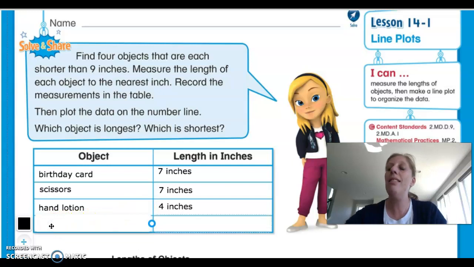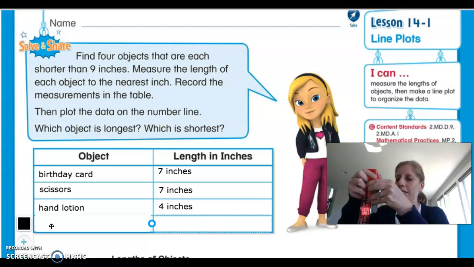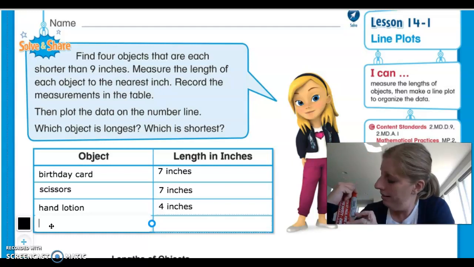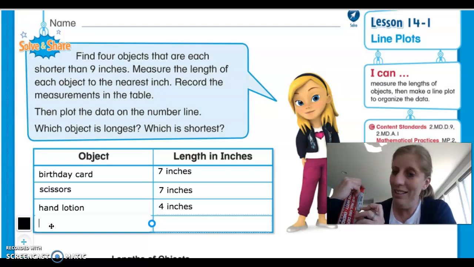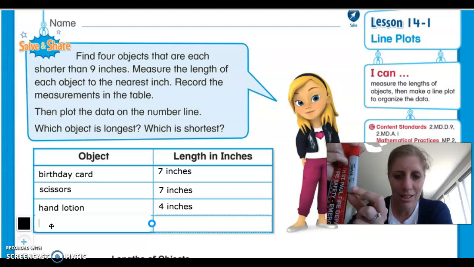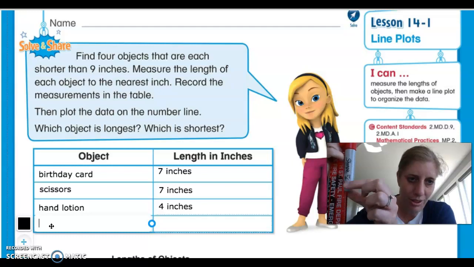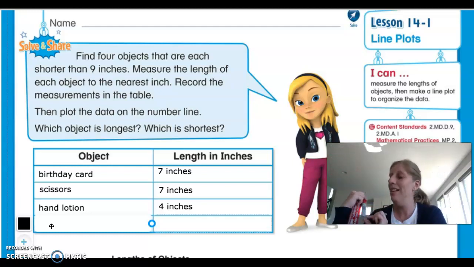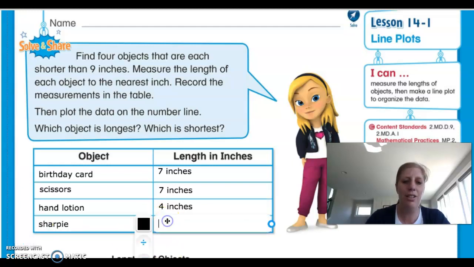All right, and my last item is this Sharpie. When I put one end right by the 0 and look down to the other end, it looks like it's exactly at the 5.5. So remember, if it's at the half or further, closer to the next number, you round up. So I'm going to say it's 6 inches because we're measuring to the nearest inch. Okay, so Sharpie is 6 inches.